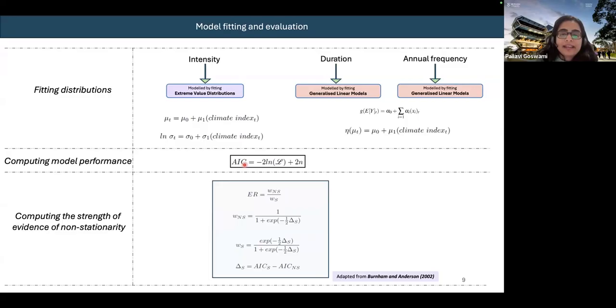But even after arriving at AIC, I don't know how much better my non-stationary model is over my stationary model. So to have a sufficient amount of confidence in my non-stationary model, I compute another quantity, which I call the evidence ratio. This evidence ratio is basically a weight of the non-stationary model and the stationary model in terms of its AIC value. But this really helps us to understand the significance of non-stationarity of a particular streamflow time series.